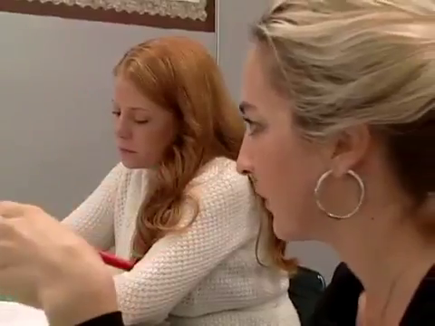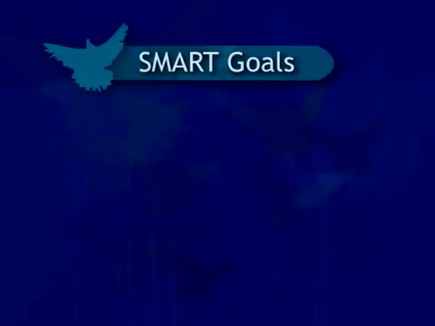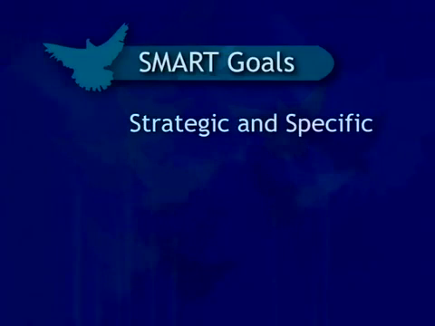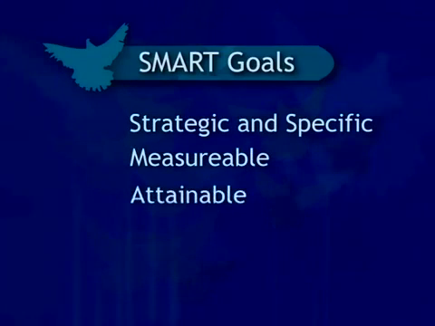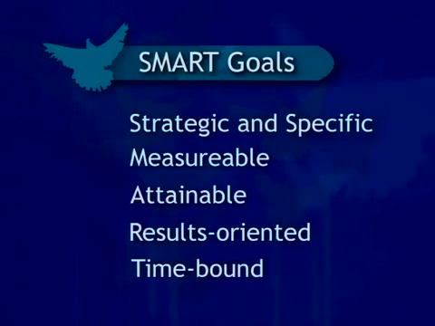When it comes to school improvement, one of the essential characteristics of being a professional learning community is continuous improvement. We very clearly define learning goals for every department, and then a couple of goals school-wide that all of us will work towards. And they're SMART goals, and that's an acronym. SMART goals are strategic and specific, measurable, attainable, results-oriented, and time-bound.